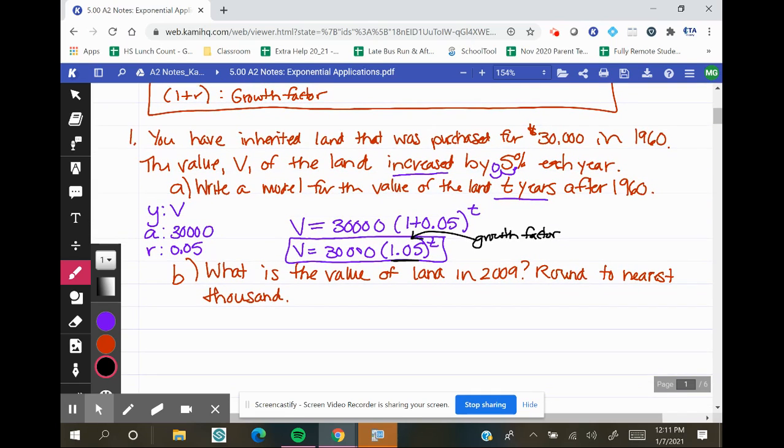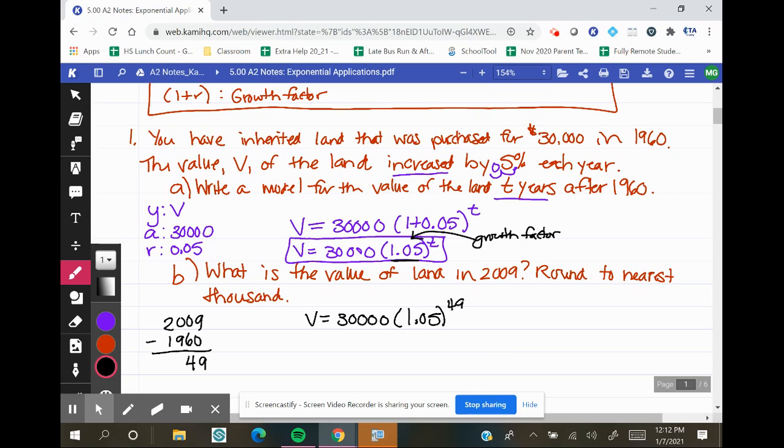So first we need to figure out how many years it has been since 1960. So if you subtract 1960 from 2009, then that'll tell you your T. And we can show that here. So we get 49 years since then. And then just go ahead and show your substitutions. So pause the video, you try and do this on your own, type it in your calculator, and round appropriately.